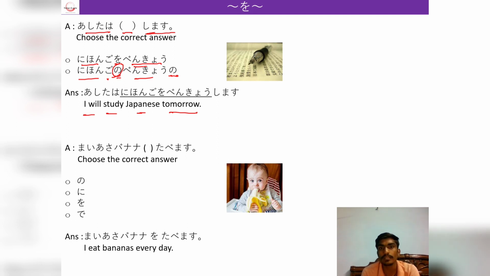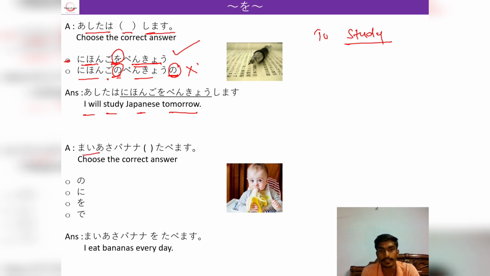And benkyo shimasu means to study. So if we use the second answer, then it will say I will study Japanese study, which is incorrect, because here again we are using the no particle. We cannot use the no particle just to show the action. And if we use the first sentence, then it will say "Nihongo o benkyo shimasu", which means I will study Japanese tomorrow. So there is an action particle, which is the o particle. So our answer would be Nihongo o benkyo.